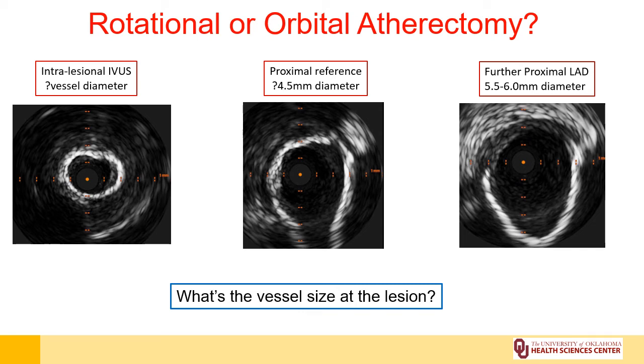The proximal vessel is about 4.5 millimeters in diameter. And if you go a little bit further proximal in the LAD, it's almost 5.5 to 6 millimeters in diameter. So how to size this?